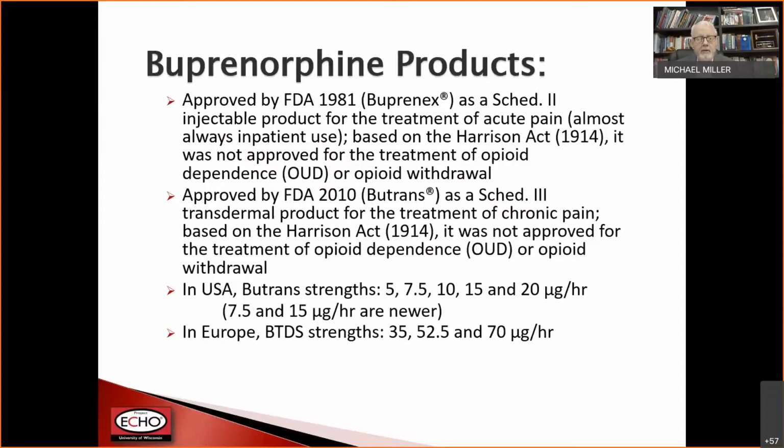Butrans came out in 2010, a transdermal system, BTDS, buprenorphine transdermal system. It's not approved for opioid use disorder. There are different strengths, and it's interesting that in the US they are much smaller strengths than in the UK and in Europe. The bioavailability of the different products is probably comparable. It's interesting that the manufacturer here asked the FDA to approve these strengths.